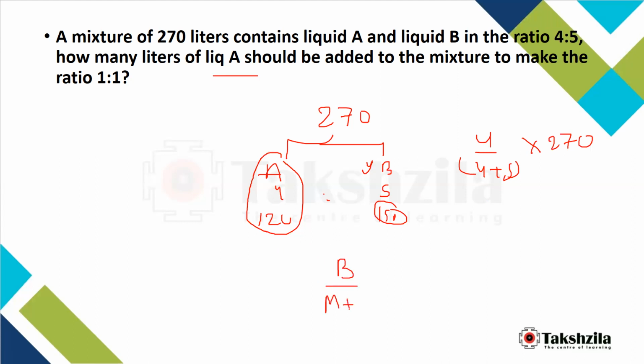Okay, M plus liquid A is added, say X liquid A is added. Now the ratio becomes 1:1. So this is B is to A. So of the mixture, B is to mixture will be how much? 1 upon 1 plus 1. 1 plus 1 will be 2.